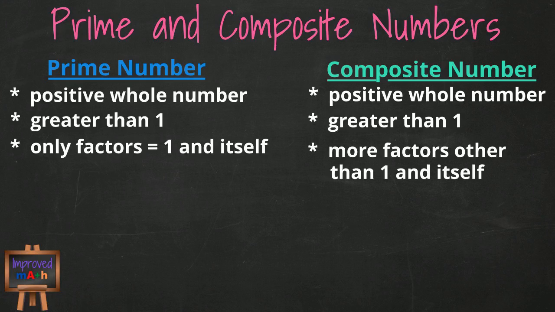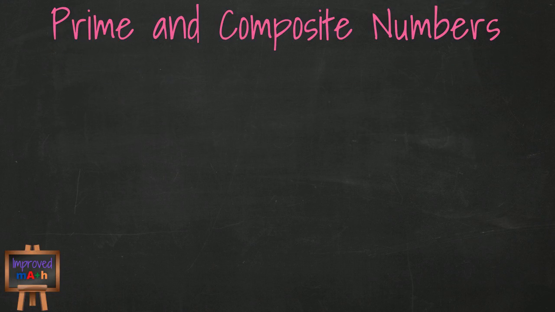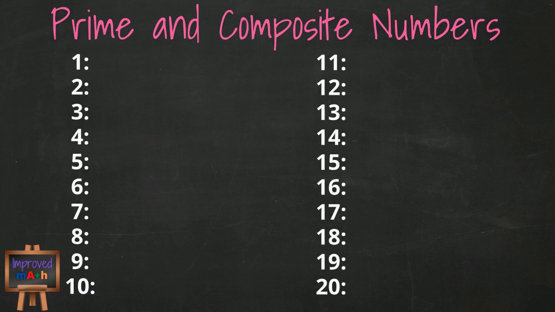We will go over that in a little bit more detail once we get to prime factorization. But for this video, just remember, composites have more factors. Let's look at the numbers between 1 and 20 and see if we can identify which ones are prime and which ones are composites. 1 is not a prime or a composite.